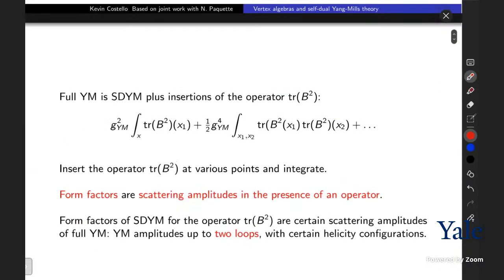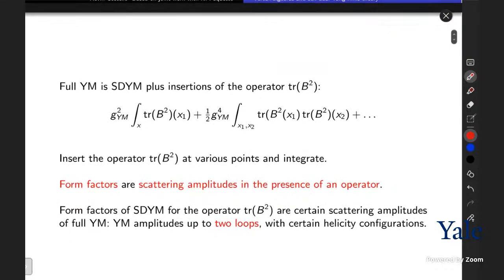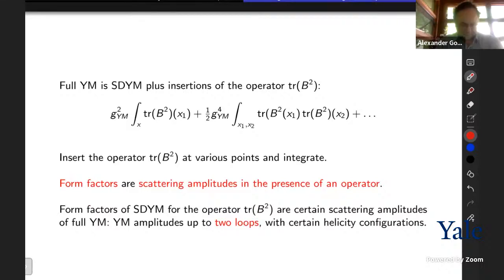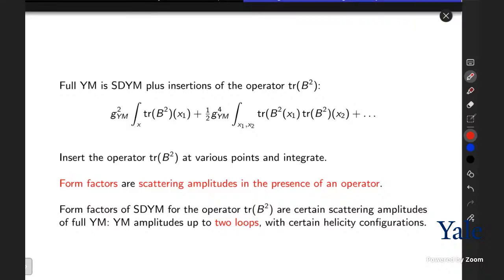Our interest is in scattering amplitudes of self-dual Yang-Mills and how they relate to QCD. If we want to study QCD, we should take self-dual Yang-Mills and insert this operator, trace B squared, at one point in spacetime, or two points, and so on. And here I'm just expanding the exponential.